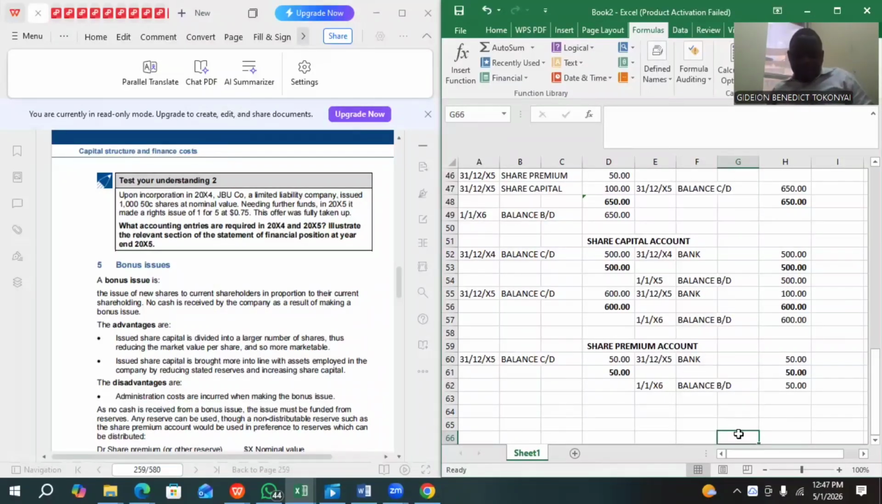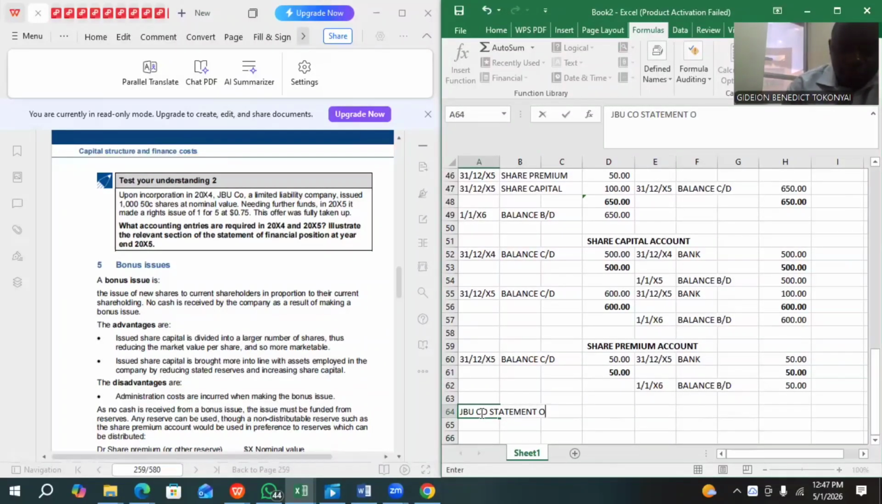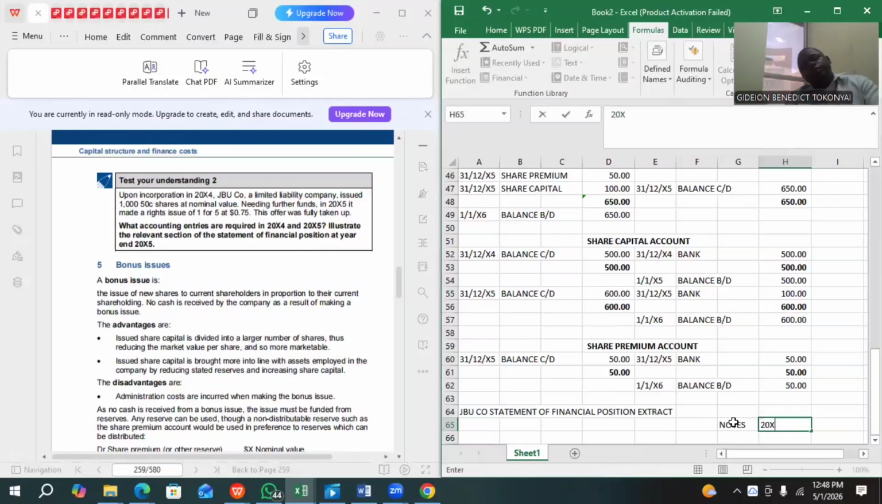We are done with the ledger, but the question says to show the relevant section of the statement of financial position. It's very simple. So we prepare the statement of financial position extract for the company. We have notes and two columns, with 20X5 and 20X4.